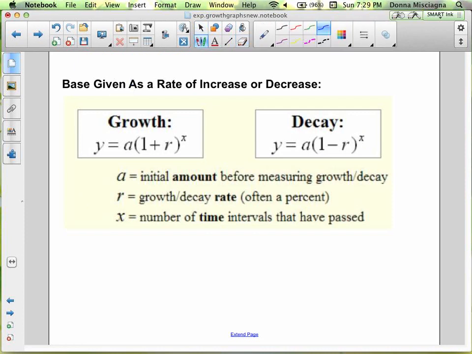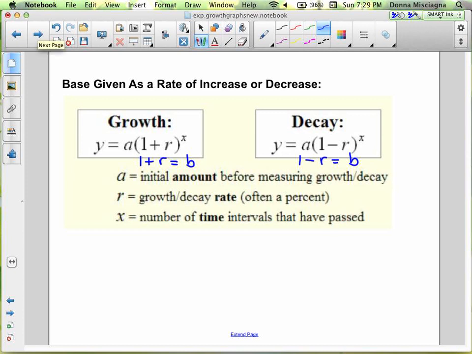Right, so here we have for growth, y equals a times 1 plus r to the x. The 1 plus r is the base, right? That's the same as b, as base. If it's decay, y equals a times 1 minus r to the x would be decay. And the 1 minus r, again, is your base.